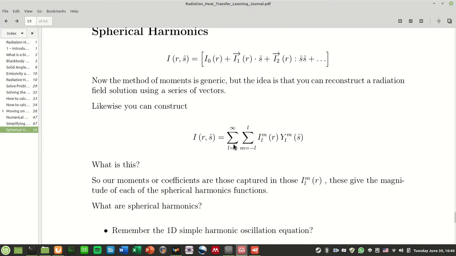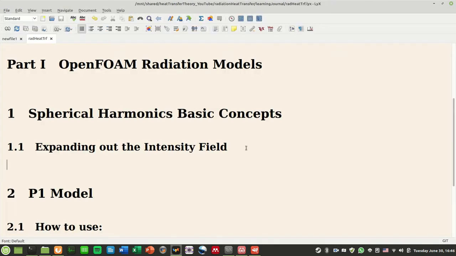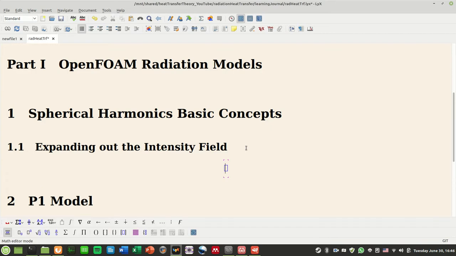Okay, so let's type out some things. Control-Shift-M for LaTeX. So we have I(r hat, s hat), and then I'll have s there.